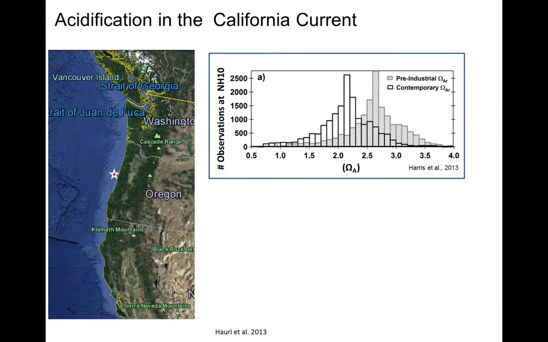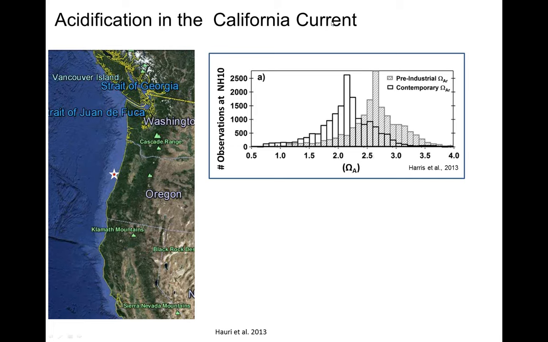Okay, so this gives maybe a better picture of where we are. This is the Pacific Northwest coast here, with Washington State, Oregon, and Northern California. This is some work my colleague Burke Hales was involved with, and this is a paper in GRL from this past year. They took a number of observations from the contemporary period, which are the white bars here at the NH10 line, the Newport Hydrographic line, 10 miles offshore. Then they calculated what the aragonite saturation state chemistry would have been without the additional CO2 that we put into the atmosphere.